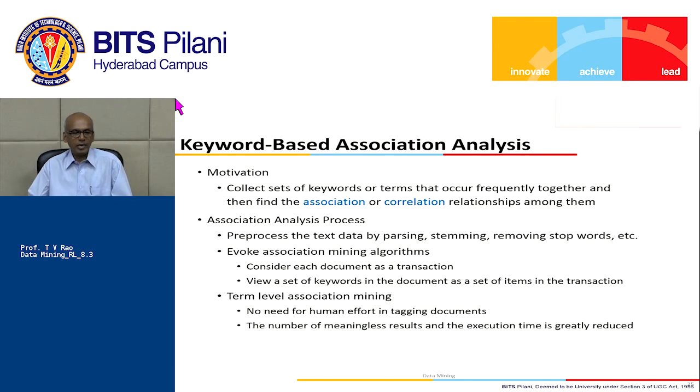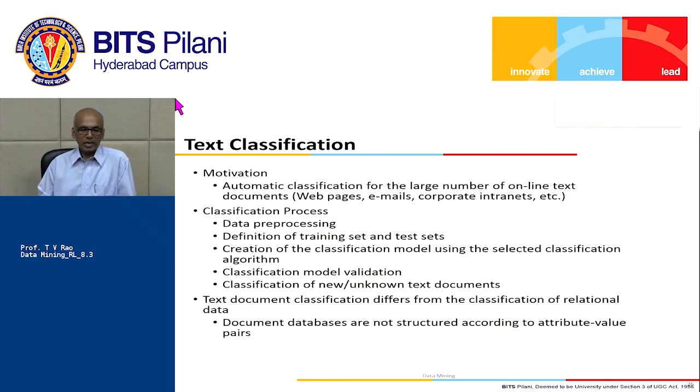When we are doing keyword-based association analysis, we are looking at the set of keywords that frequently occur together. We first have to do the pre-processing to remove stemming and stop words, etc. Then we consider each document as a transaction, and apply association mining algorithms to find the associations between the documents.